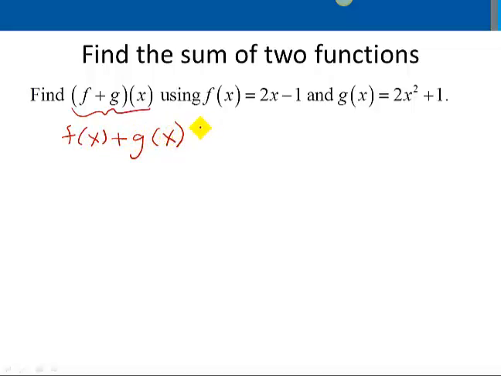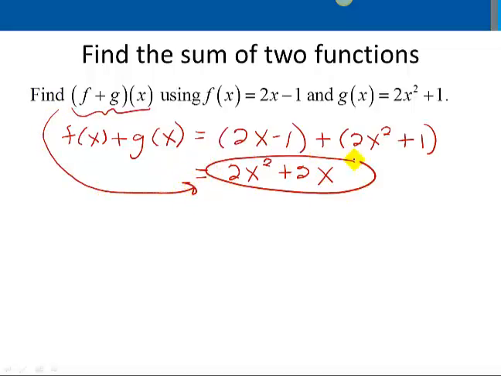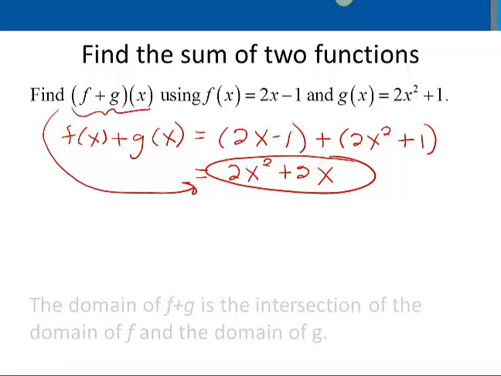In this particular problem, f of x plus g of x is going to be equal to 2x minus 1 plus 2x squared plus 1. We will simplify and end up with 2x squared plus 2x. So f plus g of x is equal to 2x squared plus 2x. What about the domain of the sum of two functions?